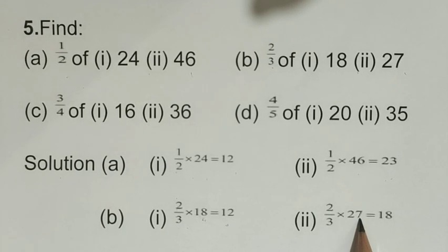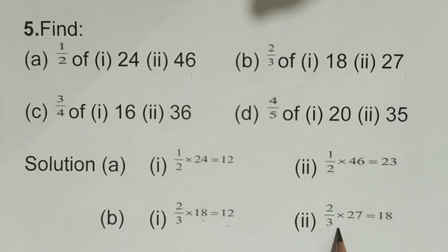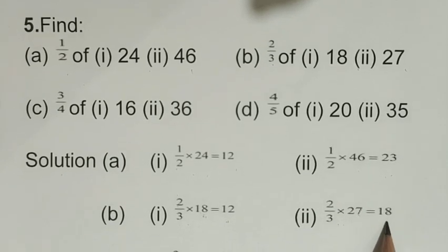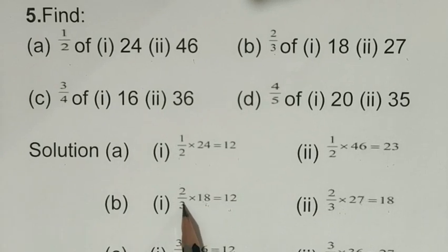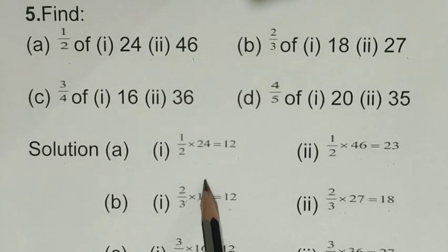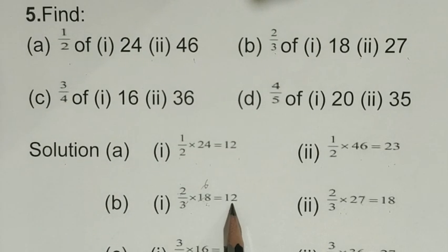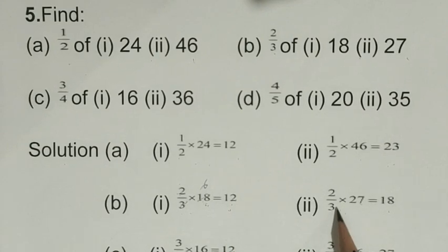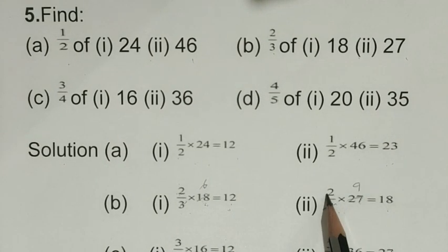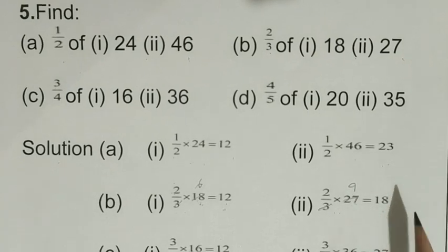2 by 3 into 27. 2 into 27 by 3, that is 54 by 3, it is equal to 18. Or anybody who wants to cancel 3 and 18, 6 will come. So 2 into 6, 12. That is also correct. 3 and 27, 9 will come. 2 into 9, 18. So you got the steps.